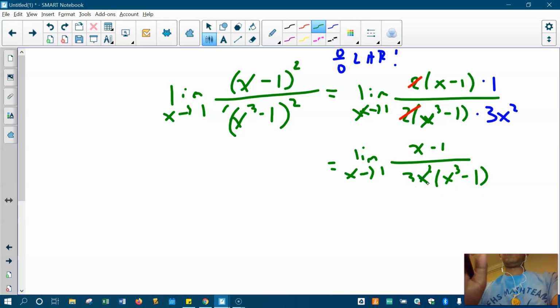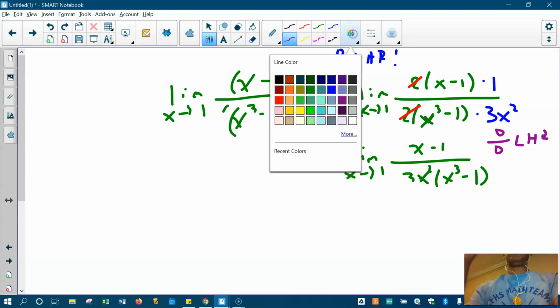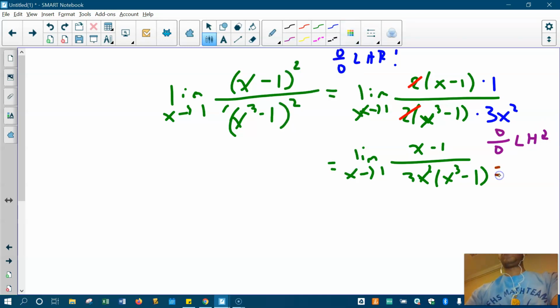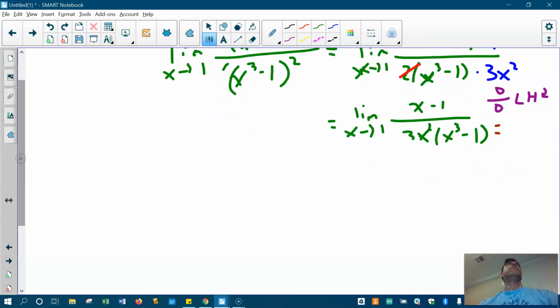Okay, let's see what the damage is. If I plug in 1 again, so 1 minus 1, I get 0 on top. 1 cubed minus 1 is 0. Doesn't matter what this is because it's on the bottom. So I need L'Hopital's rule again. Okay, and this is an example where I can use L'Hopital's rule consistently until I get some value that's a number, or something that's not 0 over 0 that will give us an undefined value. Okay, so let's do another derivative here of top.